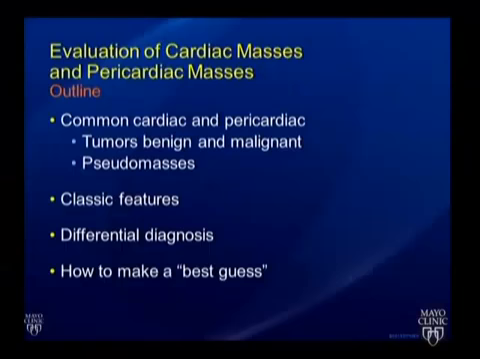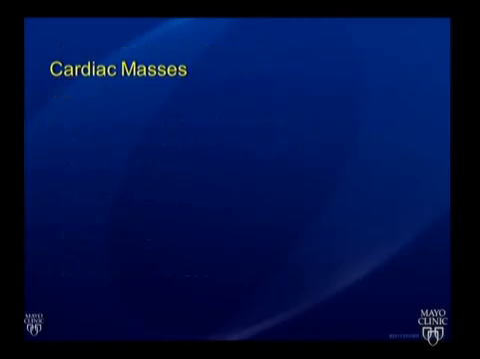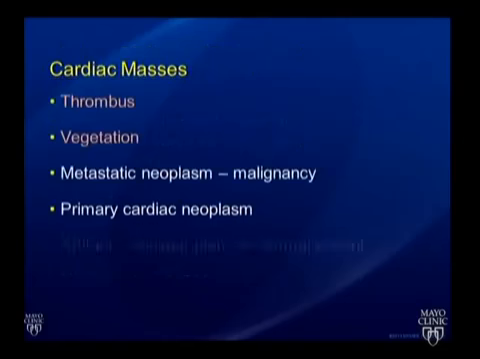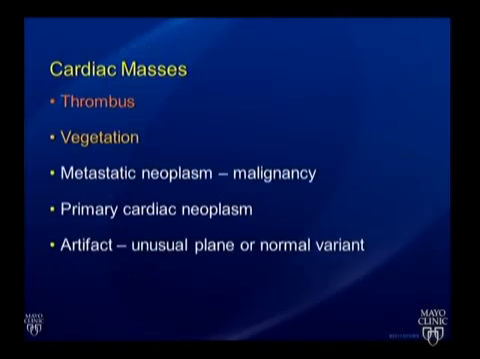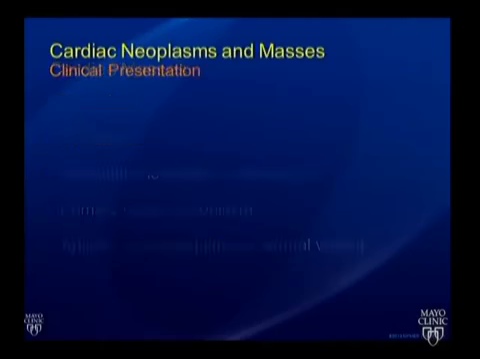So let's go on. I'm just going to talk about common cardiac neoplasms and tumors, and they can be benign or malignant or pseudomasses. I'm going to talk about the classic features, mobility, position, and what the differential diagnosis is. And then in the end, remember, we're only making our best guess. We can't make a pathology diagnosis with ultrasound no matter how good our observation skills are. So these are the common masses that we'll run into in our clinical practice. You've already had complete lectures on thrombus and vegetation. I'm going to concentrate on neoplasms for the most part and artifacts.